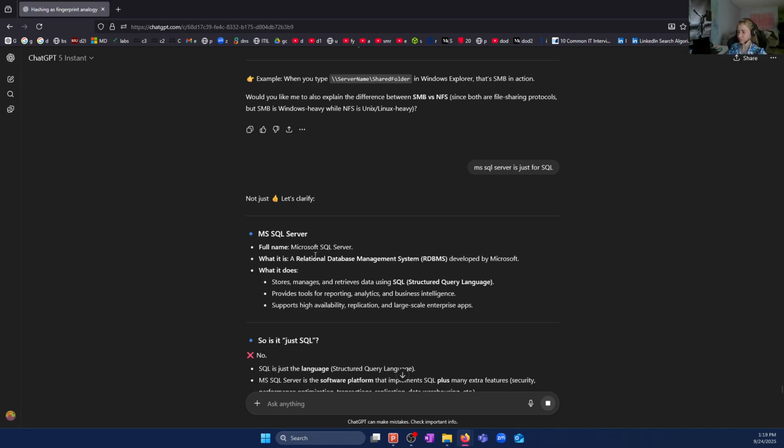Full name: Microsoft SQL Server. What it is: a relational database management system developed by Microsoft. What it does: stores, manages, and retrieves data using SQL, provides tools for reporting, analytics, and business intelligence, supports high availability, replication, and large-scale enterprise apps.